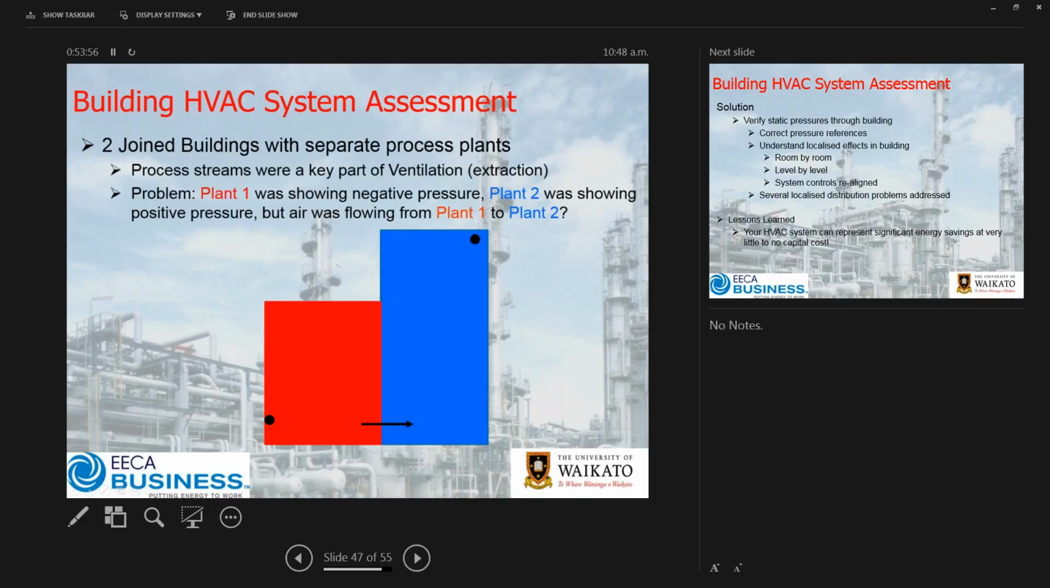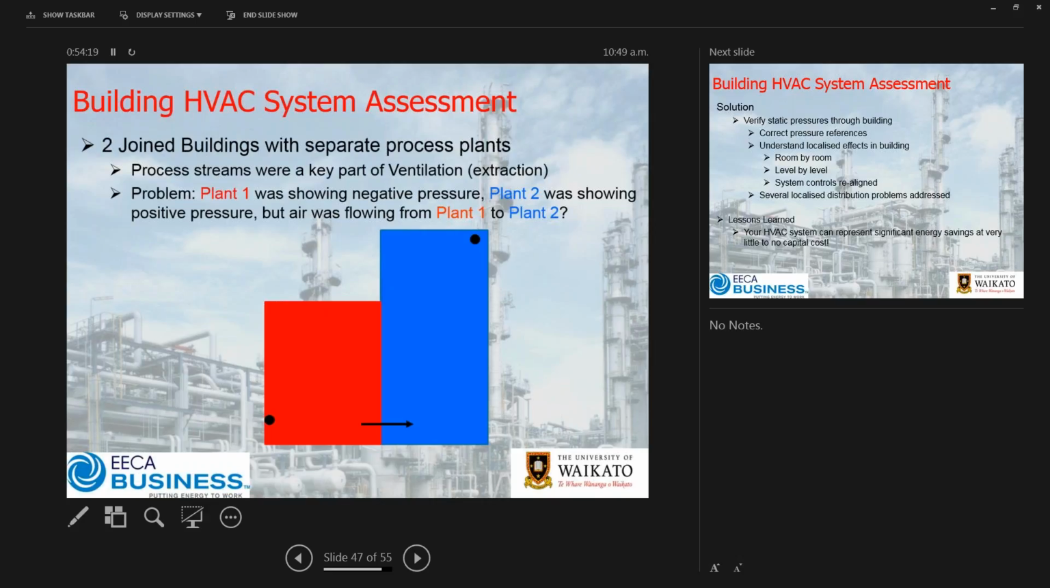Now, as a little side example for today, I want to share a little bit of a different tack here, and this is an HVAC example. It was actually two process plants that were joined together, and obviously a number of common openings between the two plants.